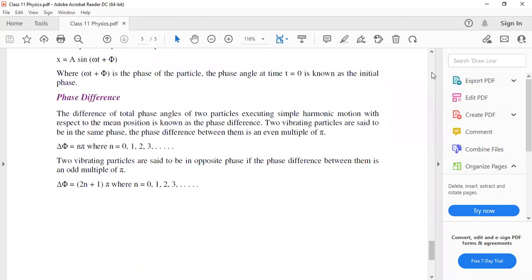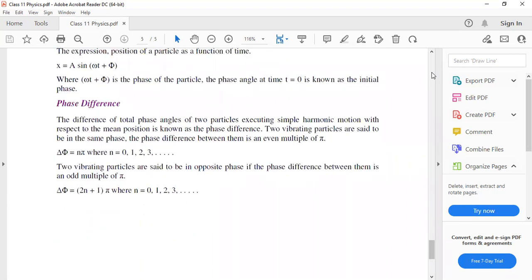And if we want to describe the phase difference, it is the difference of the total phase angle of the two particles executing simple harmonic motion with respect to the mean position. Two vibrating particles are said to be in the same phase if the phase difference between them is an even multiple of pi. So you can say delta phi will be equal to 2n pi, where n equals 0, 1, 2, 3, and so on. And two vibrating particles are said to be in opposite phase if the phase difference between them is an odd multiple of pi. As you can see, delta phi will be (2n plus 1) times pi, where n equals 0, 1, 2, 3, and so on.